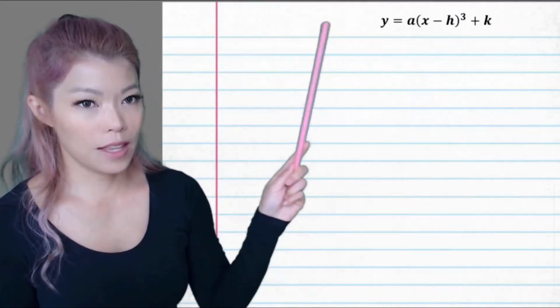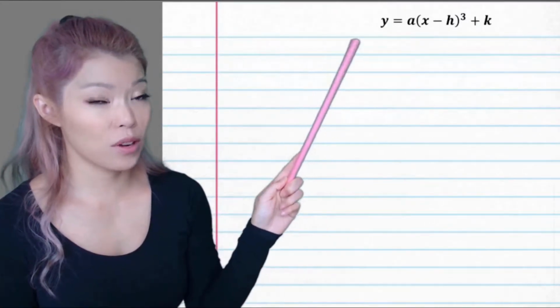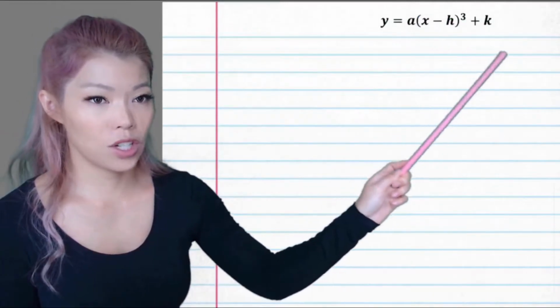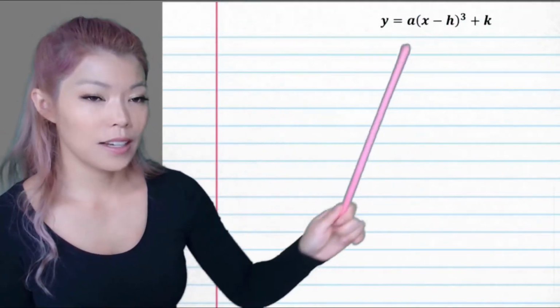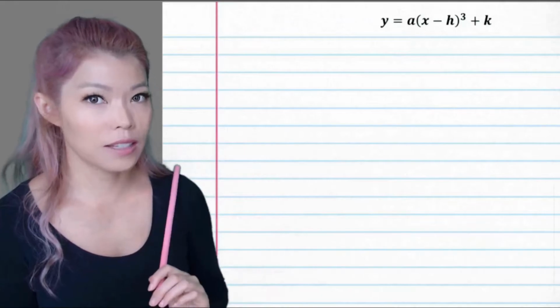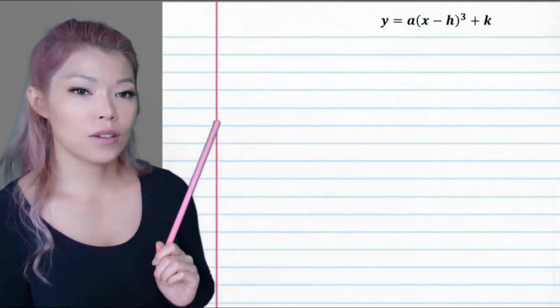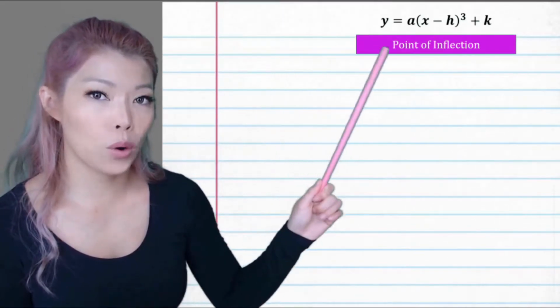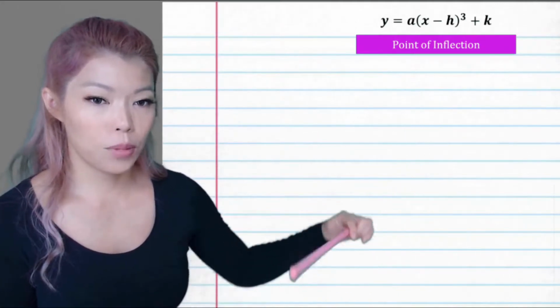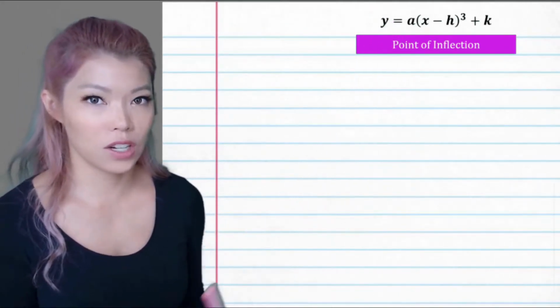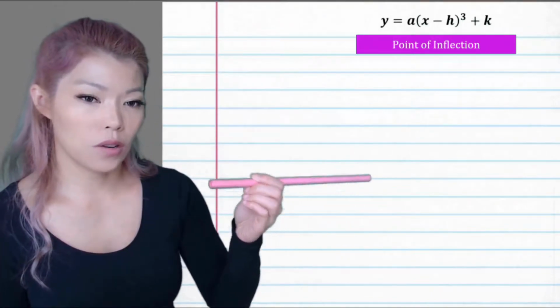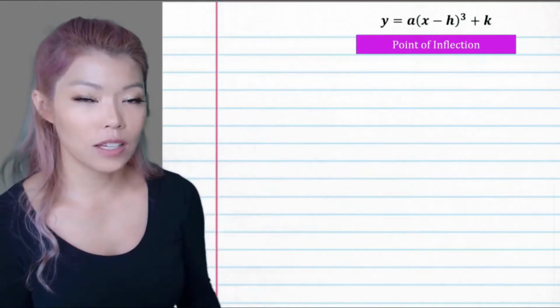Then we can look at this format. It looks a lot like quadratics, but in quadratics we had hk as the turning point. Today we're going to have hk as also a special point, but it's going to have a different name. It's called the point of inflection. It's a point where it changes direction, and it's also a gradient of 0 at that point, just like the turning point.